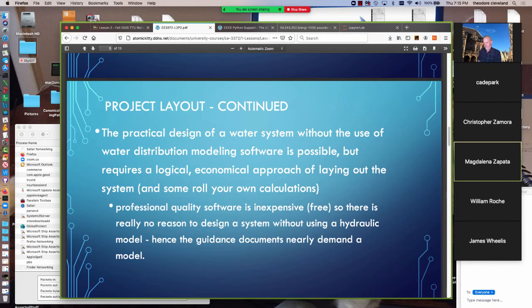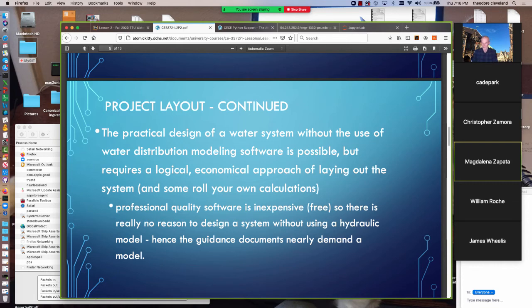It's conceivable that one could design a water system without using distribution modeling software. But ultimately, you would be doing some roll-your-own calculations, if it's a network of any considerable size. I mean, it's well within any one of us to be able to design something to serve 200 connections, branch type system, probably without using a hydraulic model. Do it all in a spreadsheet, it'd be just fine.